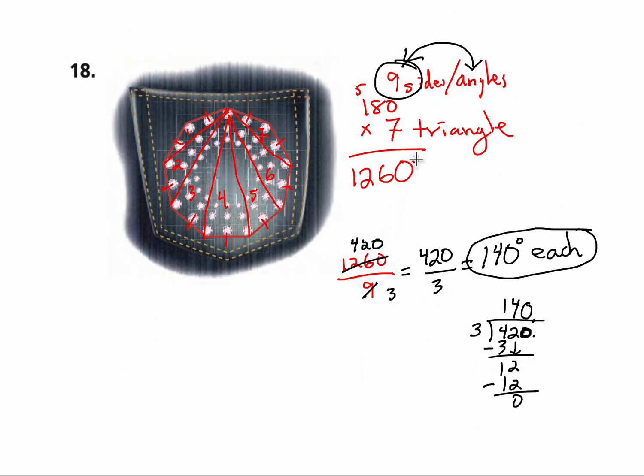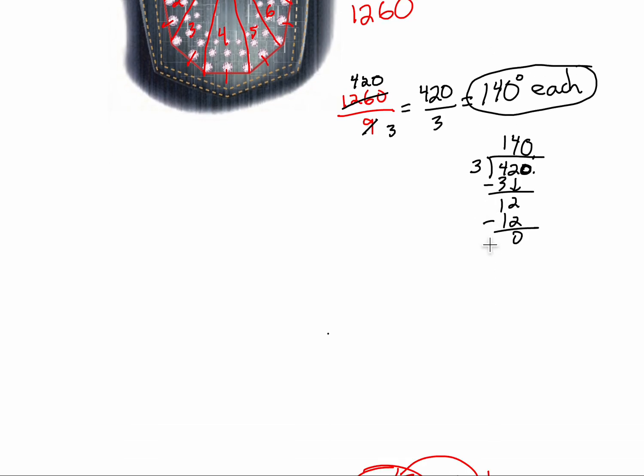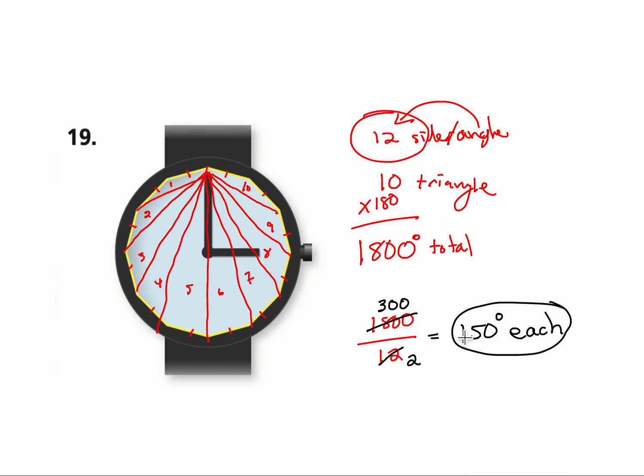So 9 sides had 140 degrees. 12 sides had 150 degrees. What would 20 sides be? That would be a lot more. So we can figure that out also for a regular polygon. Remember, these are regular. Let's put that up on top. Regular polygon or regular 12-sided figure. And that is how we find the degree measure for each angle of a regular polygon.